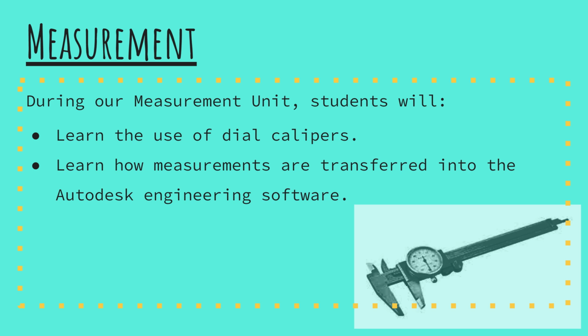We will do one lab that is pertaining to measurement. So we'll learn how to use a dial caliper, which is the item you see in the bottom corner of the screen. We will see how that tool is read. We'll practice using it to measure different items.